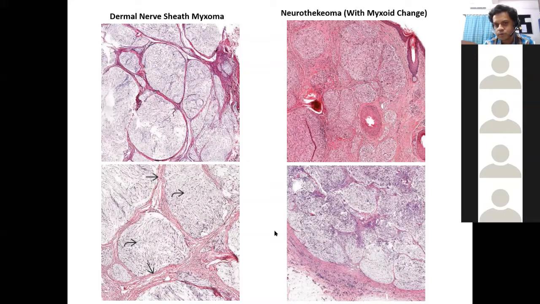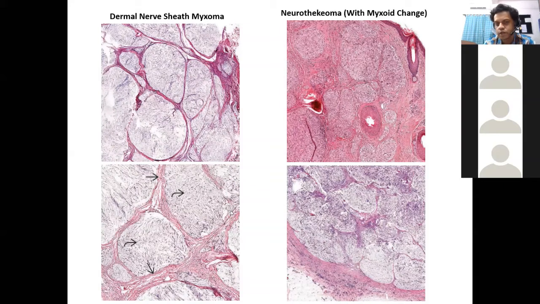On the left, you have the dermal nerve sheath myxoma. On the right, you have the neurothekeoma with myxoid change. There's a lot of similarity between the two. So that is your differential diagnosis. Basically, this particular tumor has only one differential, and that is that other group of tumors.